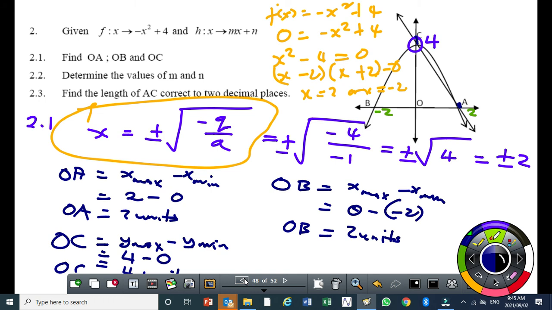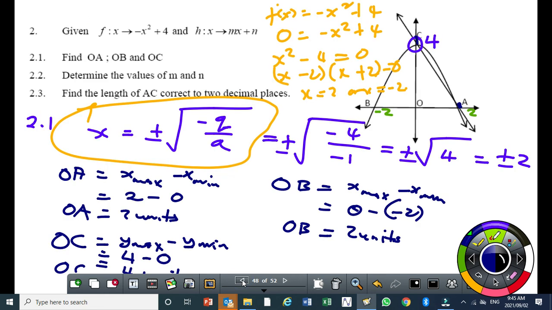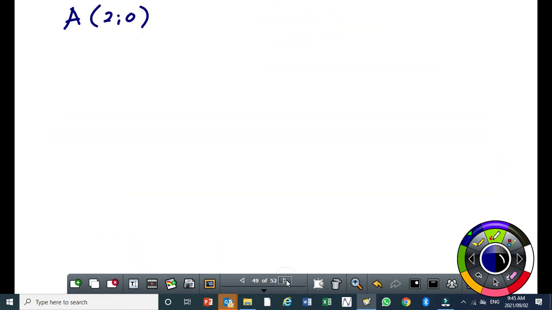M is the gradient, that's the coefficient of x. N is the y-intercept. You don't always get your y-intercept as a c, please. Okay, it can be another letter. When you're dealing with functions in this grade, your y-intercept can be another letter. Sometimes even the gradient can be another letter besides m. All right, so at A, the value of x is 2, y is 0. At C, the value of x is 0 and y is 4.